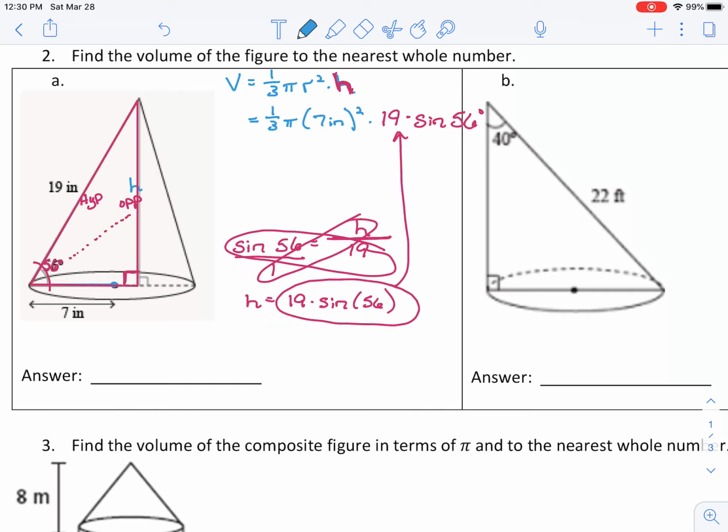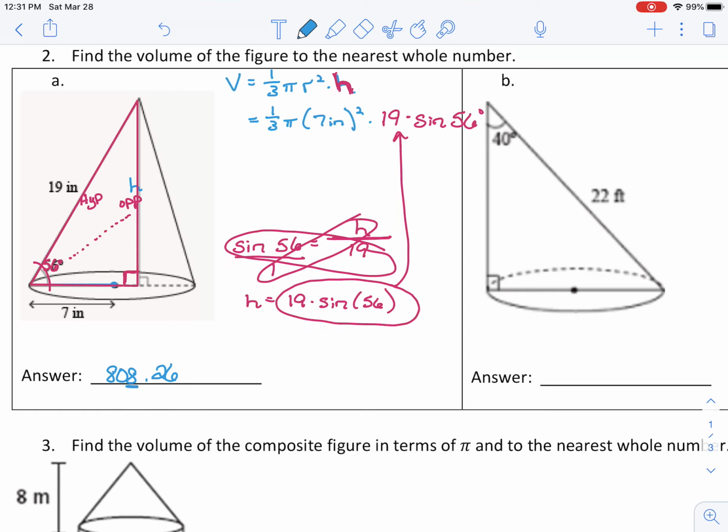So now the directions don't ask in terms of pi, so I don't need to care whether I put pi in or not. I'm literally going to type in everything I see here into my calculator. So give me a second. 1/3 times pi times 7 squared times 19 times the sine of 56. My calculator just spit out 808.26 blah blah blah.